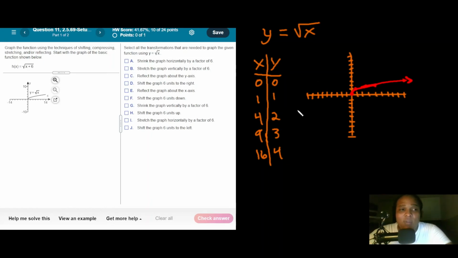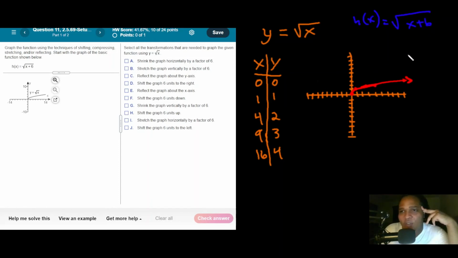Now, look at what we have here. We have h of x. Now, normally we have f of x and g of x, right? But guess what? That second function can have any letter in front of it. It can be a g, it can be an h, it can be an i of x, it can be a q of x. It basically means the second function. So we're going to graph the second function. We have h of x is just equal to the square root of x plus 6.